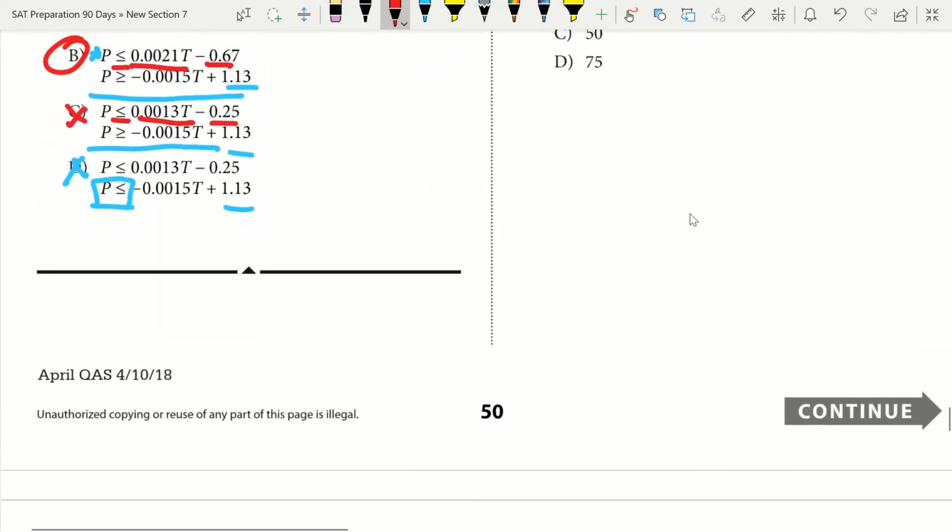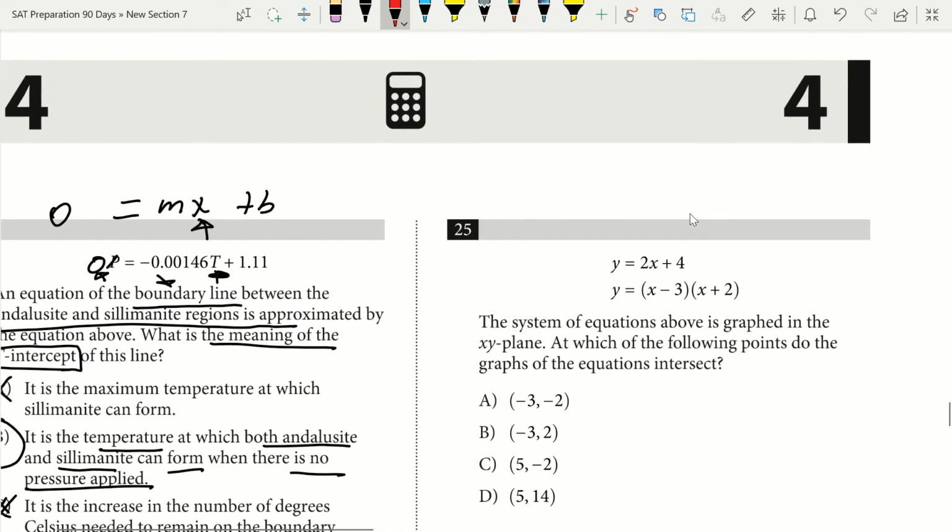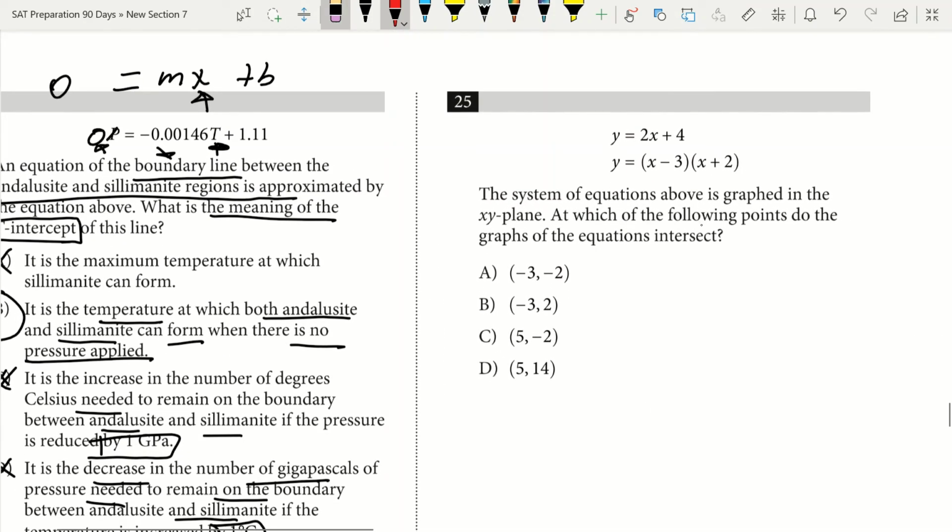All right, now we got question 25. Question 25 is giving us two equations. We're asked, for the system of equations above, graphed in the xy plane, at which of the following points do the graphs of the equations intersect? They're going to intersect when they're equal. One thing I see right away is that they both have y equals, so I'm just going to set them equal to each other. So we're going to have 2x plus 4 equals this right here.